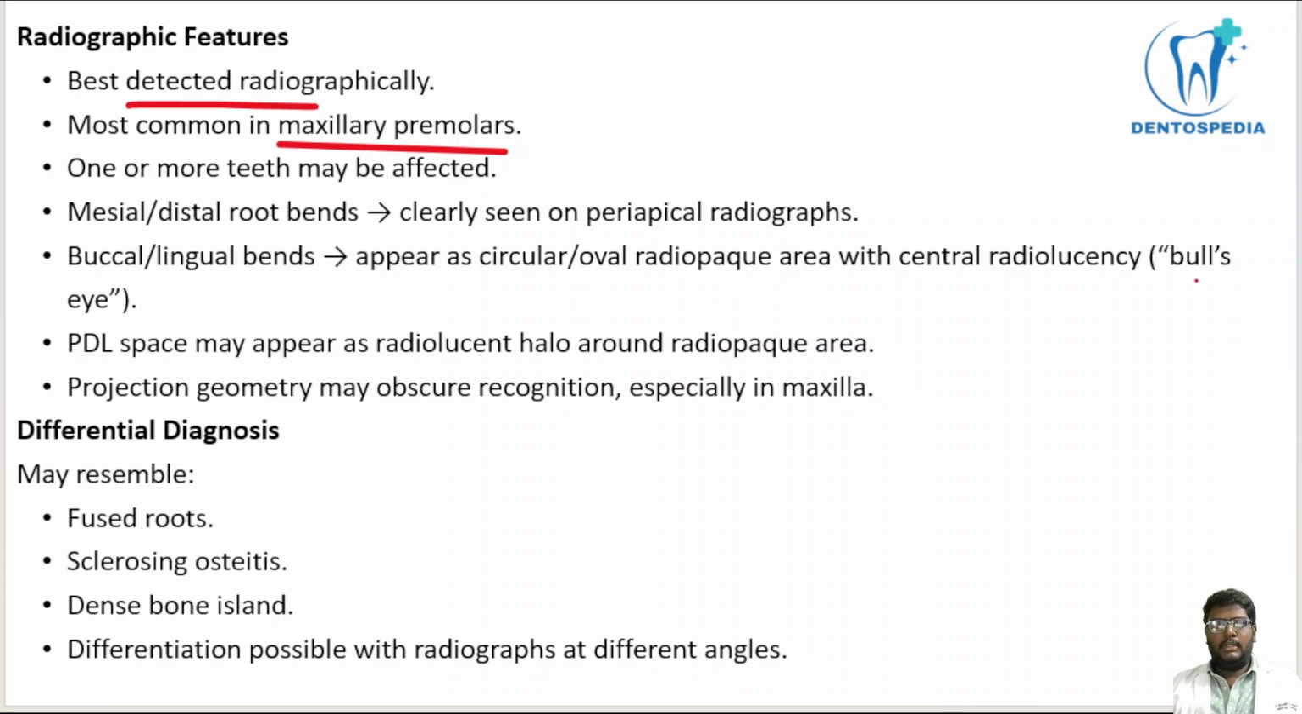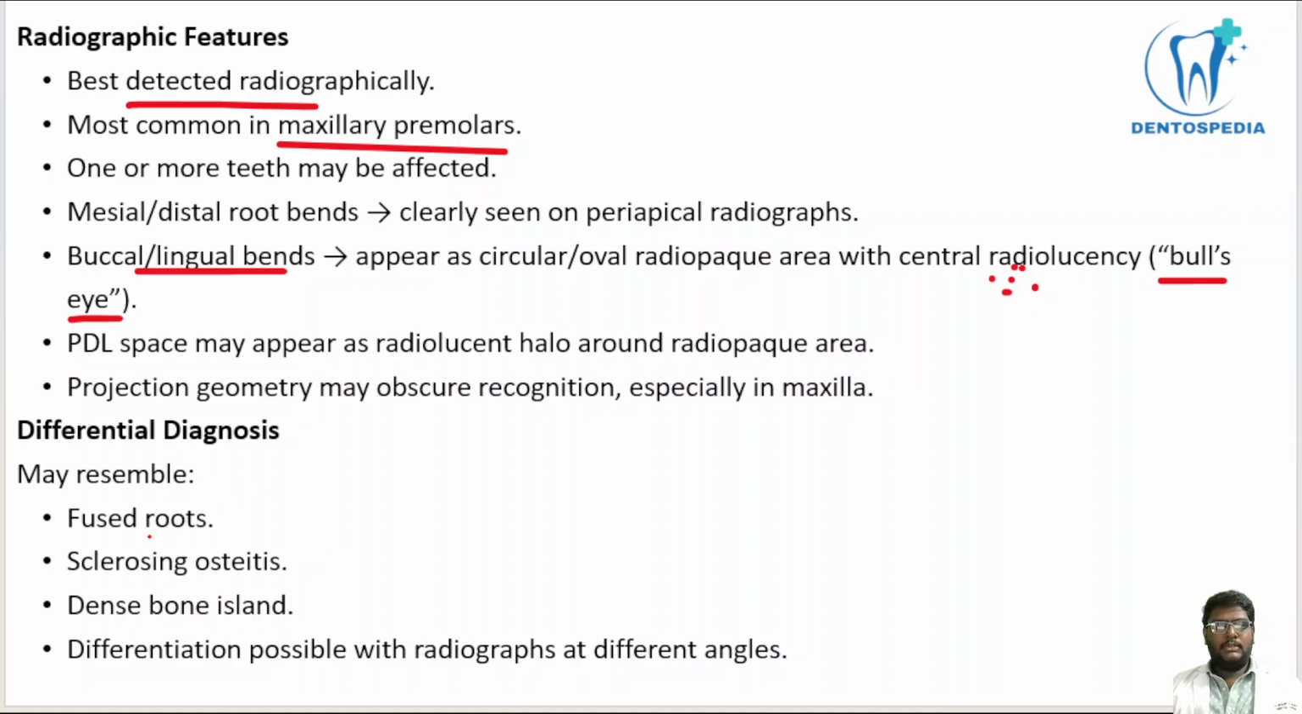And another important point is there will be an appearance called bullseye appearance. Okay, where you know the buccal and lingual bends, especially, I'm not talking about the mesial and distal bends, especially buccal and lingual bends. When we take an IOPA, they give an appearance called bullseye appearance. Okay, they have a central radiolucency surrounded by radiopaque, and that appearance is called bullseye appearance.